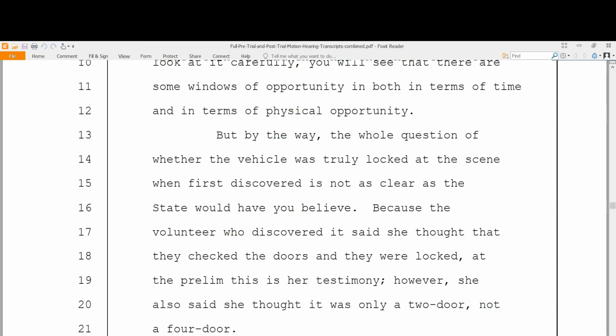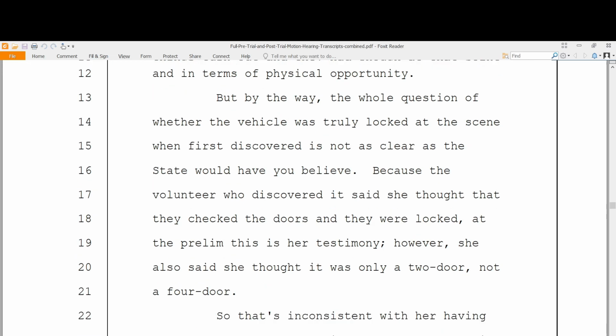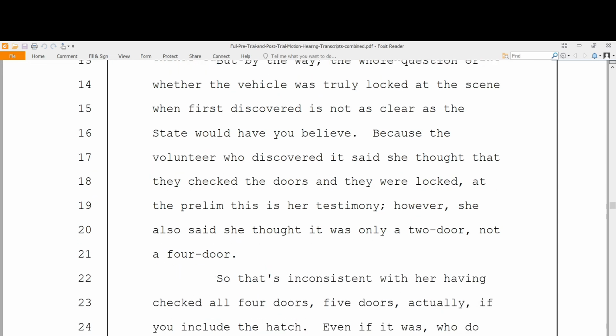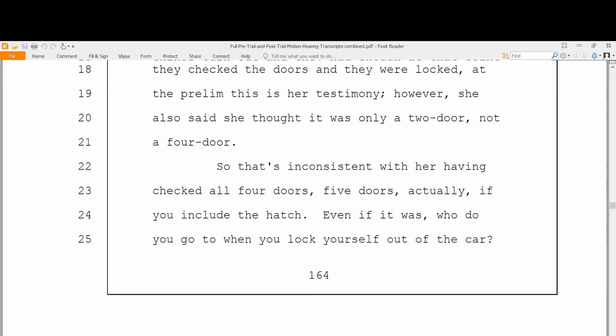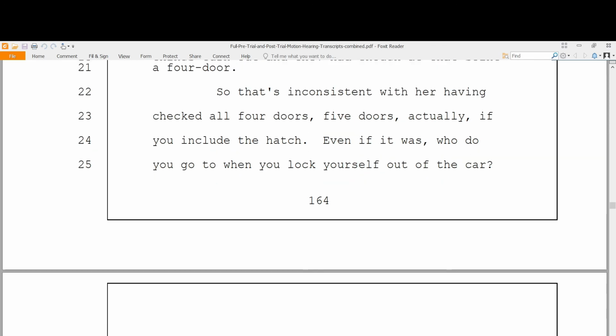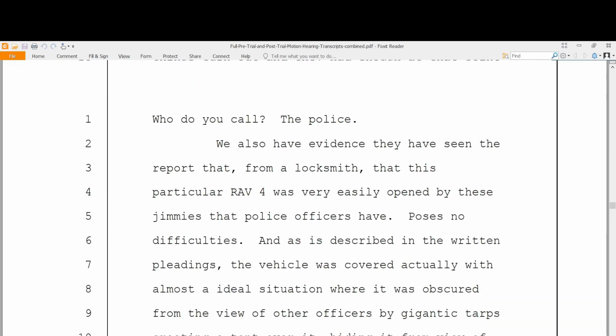But by the way, the whole question of whether the vehicle was truly locked at the scene when first discovered is not as clear as the state would have you believe, because the volunteer who discovered it said she thought that they checked the doors, that they were locked. At the prelim, this is her testimony. However, she also thought that it was only a 2-door, not a 4-door. So that's inconsistent with her having checked all 4 doors, 5 doors actually, if you include the hatch. Even if it was, who do you call if you lock yourself out of the car? The police.